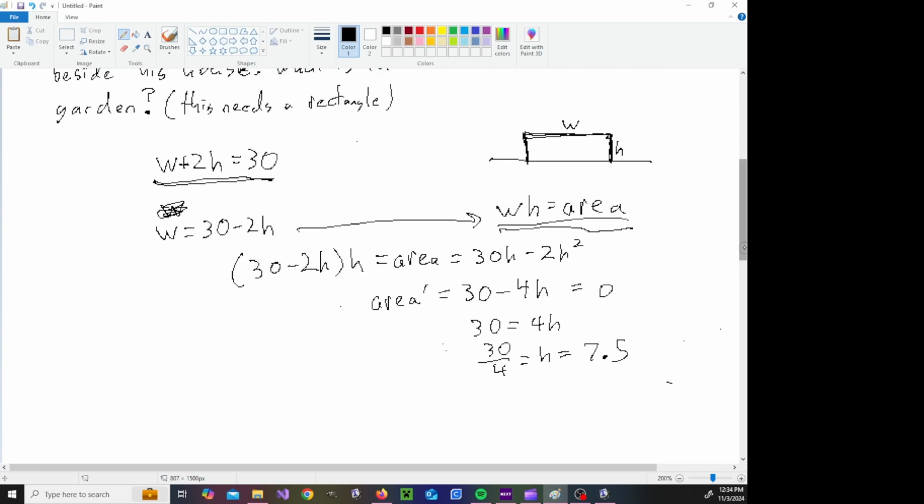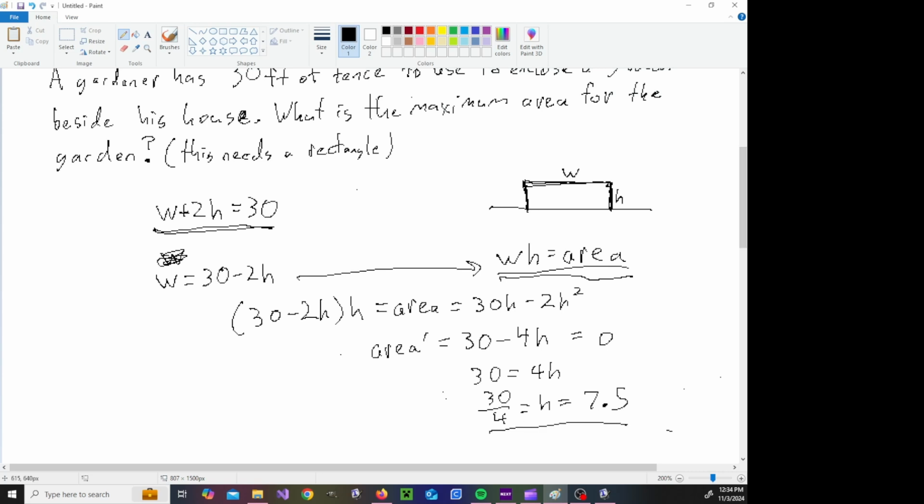So I figured out that the maximum area has to happen, or at least I have a critical value, when the height is 7.5. Well, if this is my area function, does that critical value correspond to what I want it to? Well, sure, that is a downwards facing parabola, right? It's going to look like this. So any critical value I have is going to be the one at the top, which is going to be the maximum value for the area. So yeah, that is absolutely the value that I am trying to find.